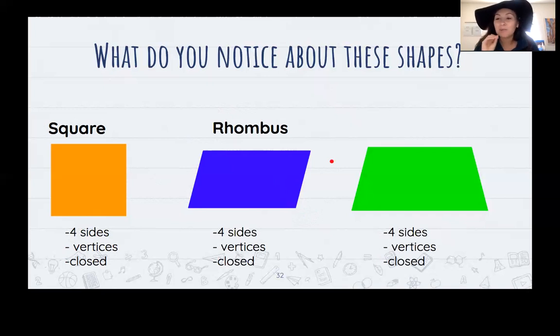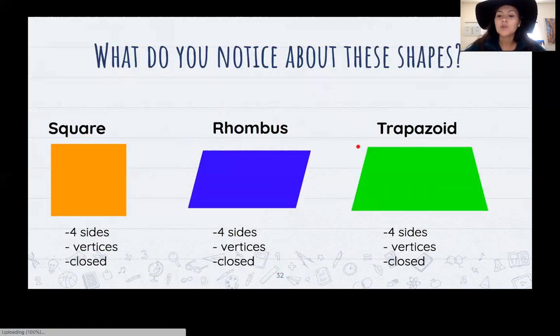My last shape over here, this green one, these are some new shapes we are learning about. Does anybody know what it is? If you know what it is, shout it out. If you said trapezoid, you are correct. This is a trapezoid. It also has 4 sides, but are they all the same length? Nope. 2 of them are long and 2 of them are shorter.